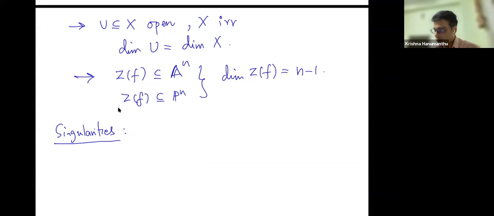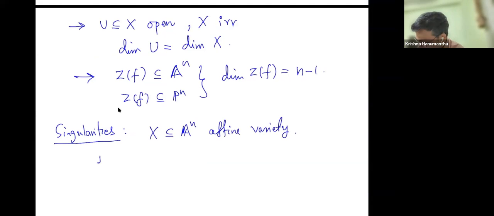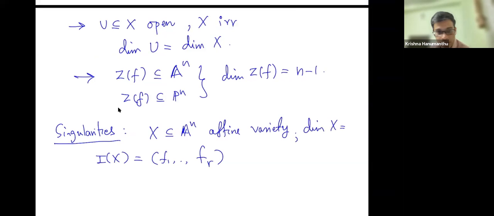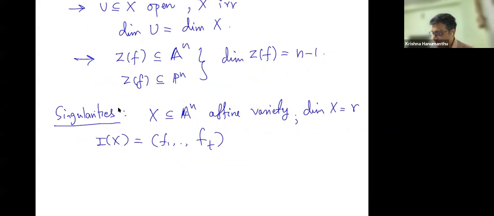Okay. So now I will first define it for affine varieties. That is the main thing to define. So suppose I of X is some things like this, and let's say dimension of X is R, and this is some T. So you have an R dimensional affine subvariety of affine N space, whose ideal is generated by some polynomials. This T will have nothing to do with R. This T and R are unrelated most of the time.